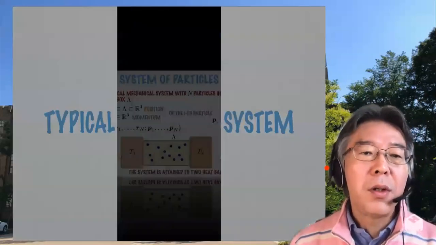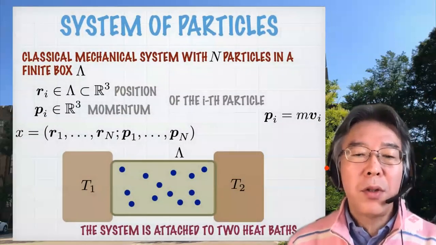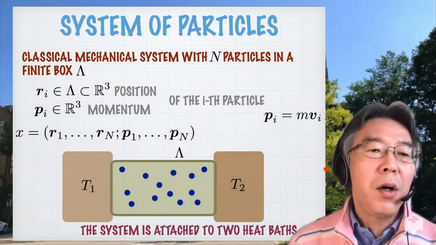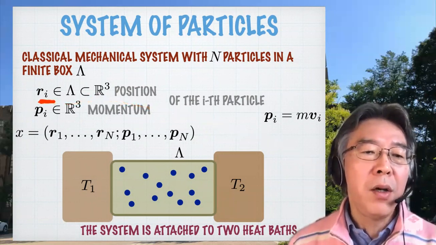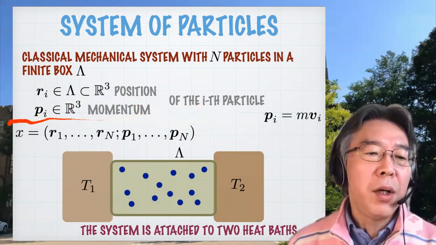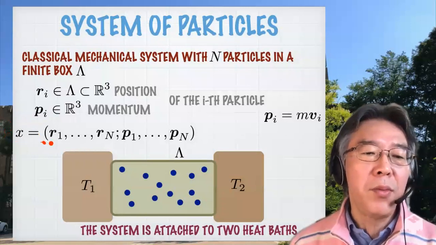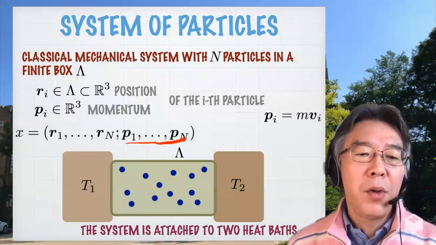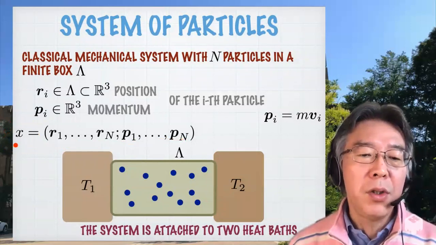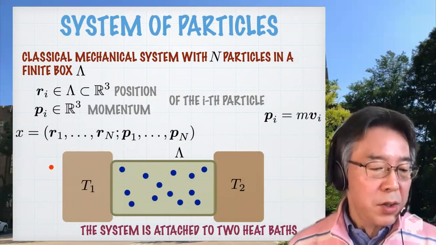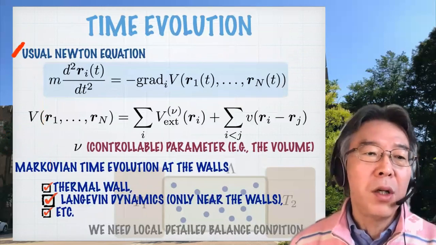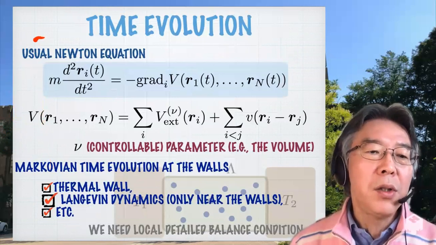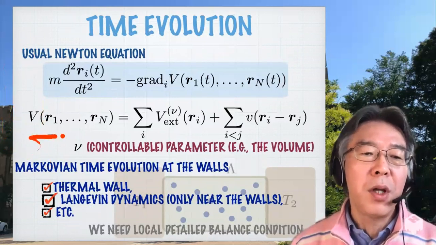A typical system we are looking at is a system of n classical particles confined in a box. By Ri, we denote the position, and Pi the momentum of the ith particle. By lowercase x, we denote the collection of all the positions and momenta. So this is a huge quantity. We assume that the system is attached to two heat baths. The time evolution of the system is described by two parts. One is the usual Newton equation with potential V.